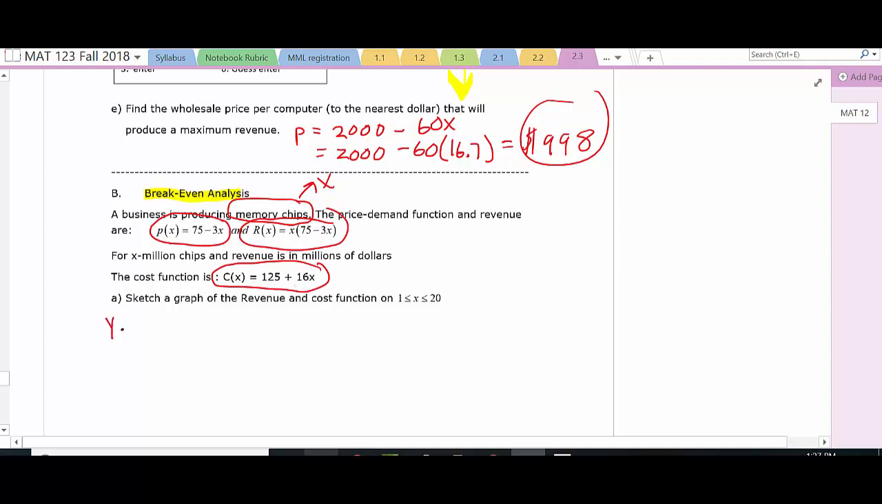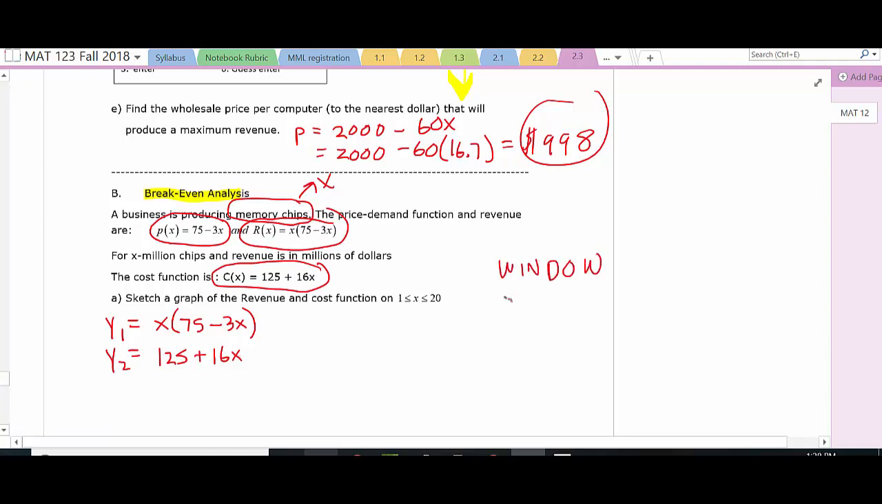I'll write down what I want you to put in your calculator. So in Y1, just put X, parentheses 75 minus 3X. You don't even need to bother multiplying that out, just put it in. For Y2, put in the cost function, which is 125 plus 16x. So go ahead and do that now. You can take out what you had in the last problem. So x parentheses 75 minus 3x, and then 125 plus 16x. Okay, get that in. Now let's look at the window.